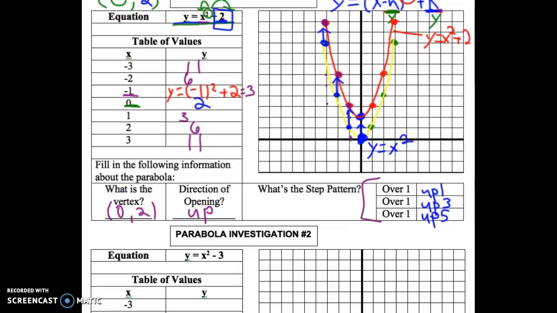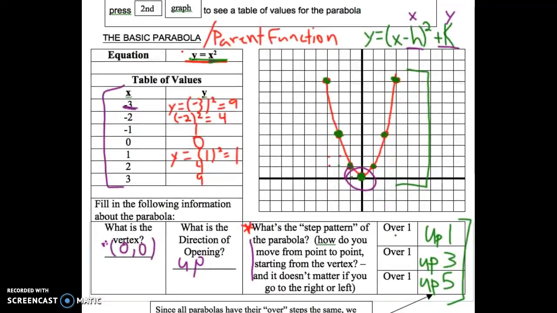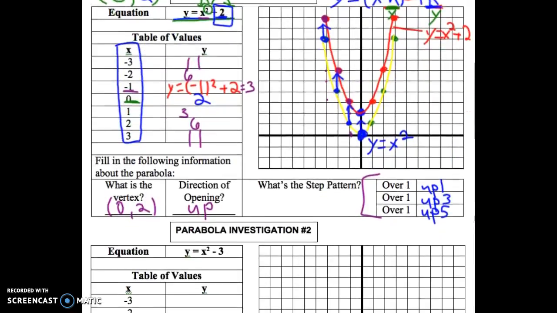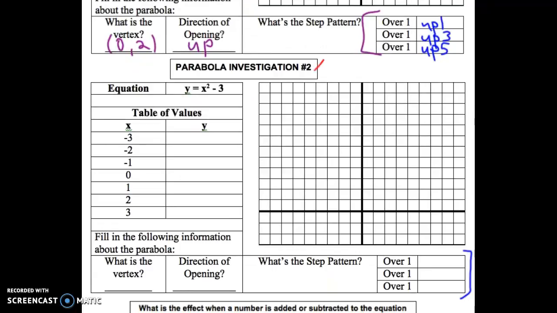And if you notice, the x values of this function, the table that we used, are the same as the parent function x values right here. But look at the parent function x squared's y values. We have a 9, a 4, a 1, a 0, a 1, a 4, and a 9. What happened to the y values in our new function, x squared plus 2? Be able to answer me that. And now, from here, go ahead and try parabola investigation number 2.